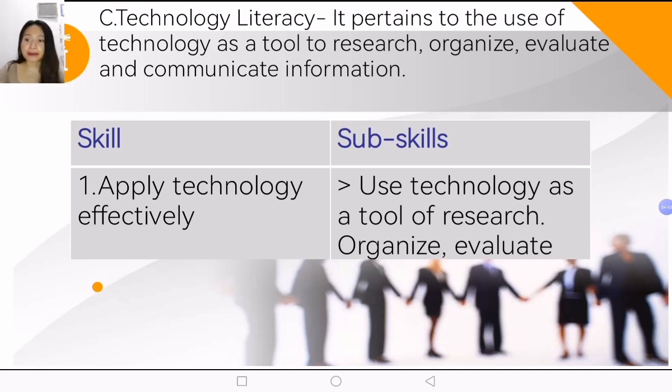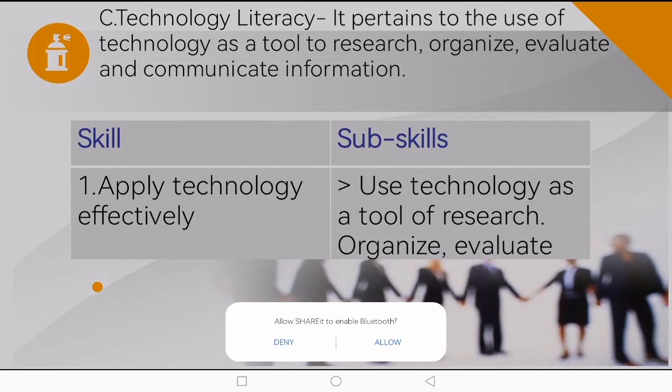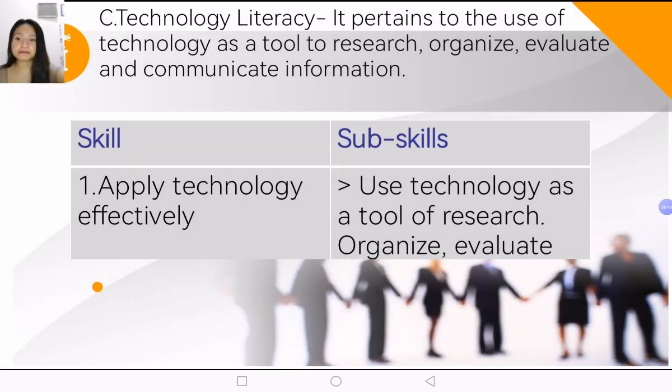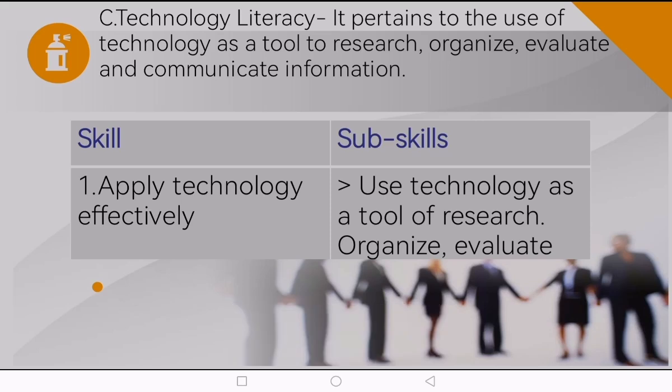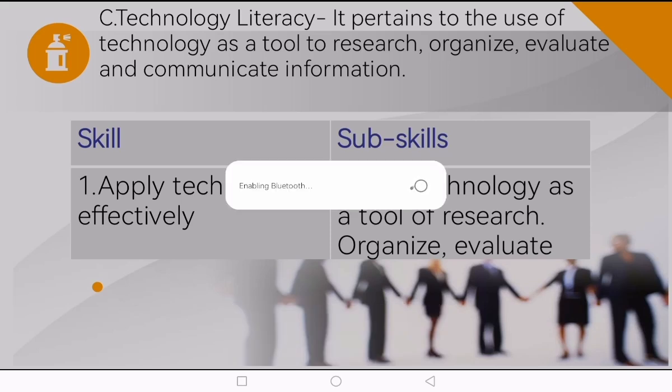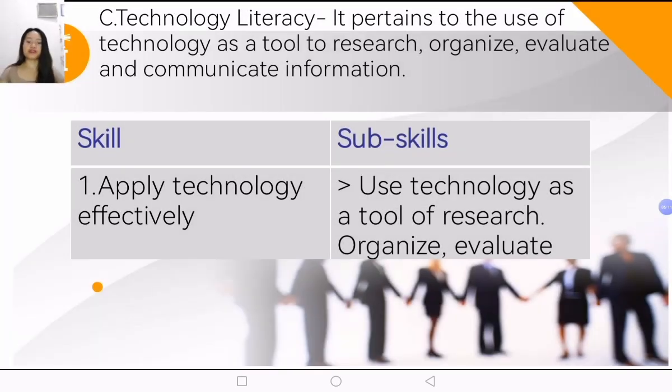We address to our students the disadvantages of technology. But at the same time, when we focus on the positive side, technology is used for research in order to get more sources and more information. And at the same time, to organize and to evaluate.